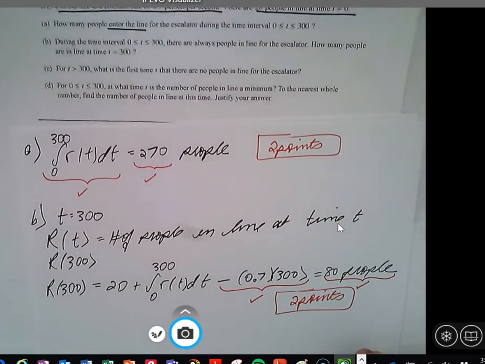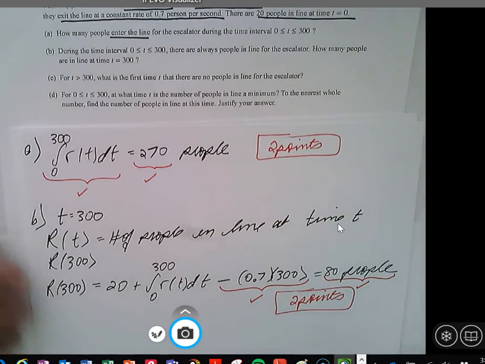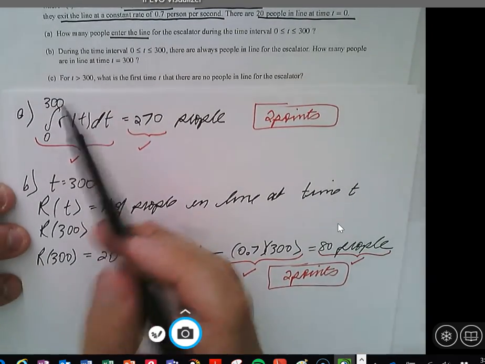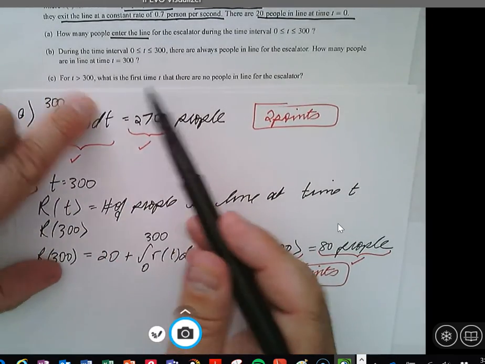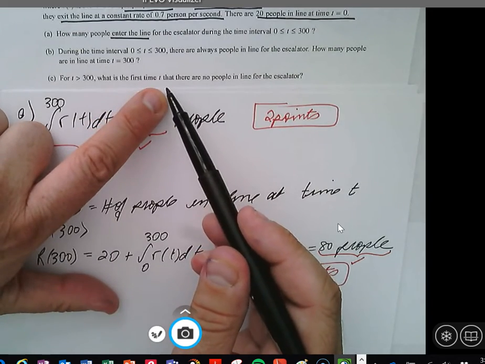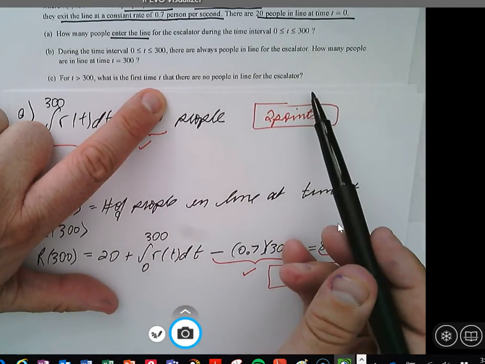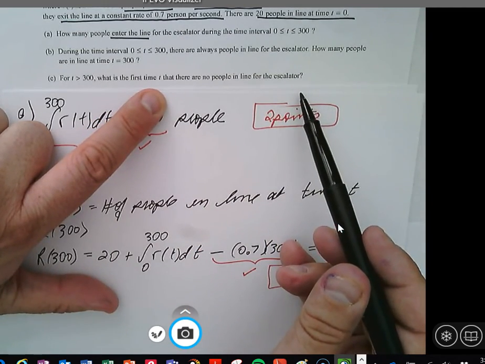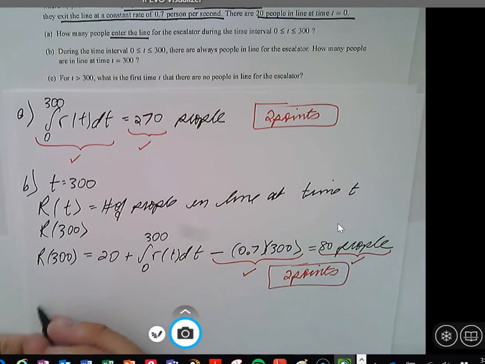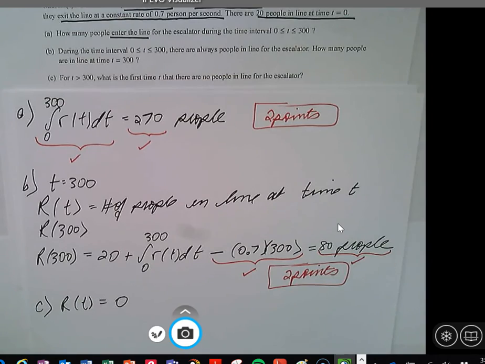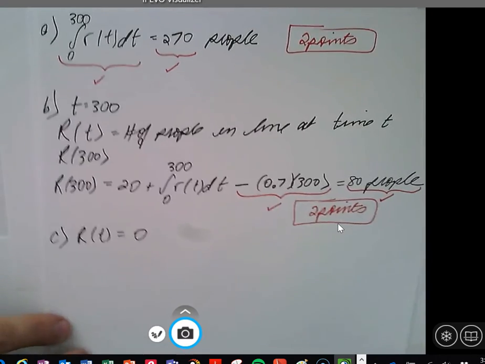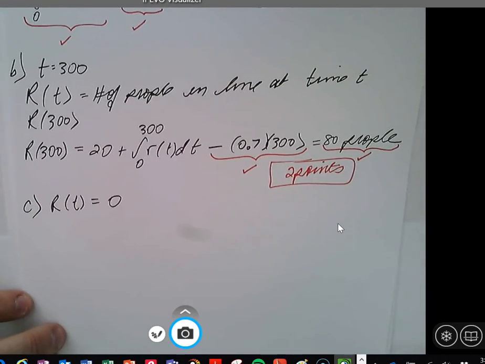All right, part C. In part C, for t greater than 300, what is the first time t that there are no people in line for the escalator? Let's think about that for a second. I'm looking for big R of t to be equal to 0. Well, what has to happen there?